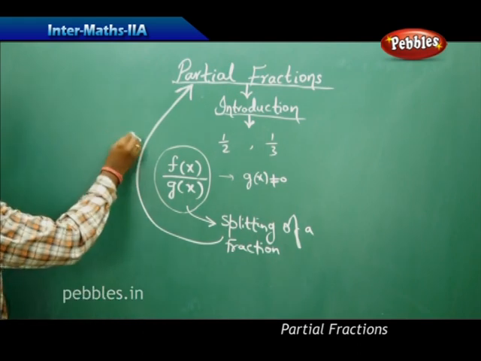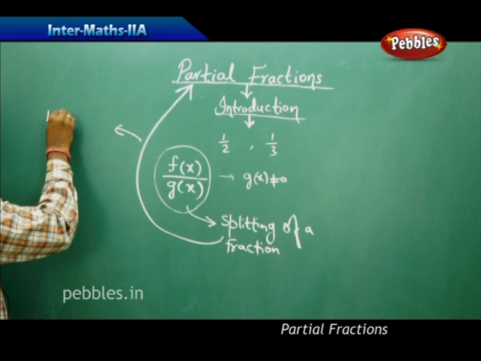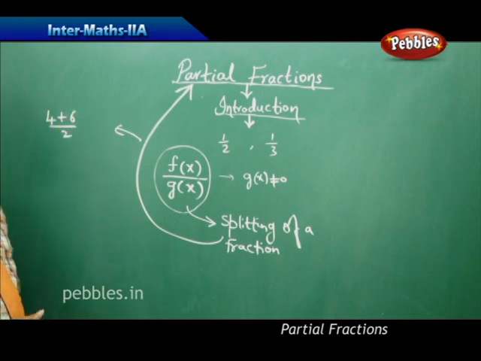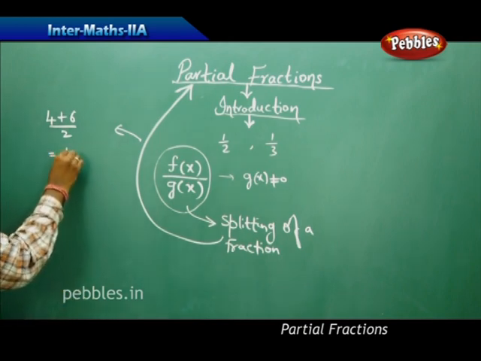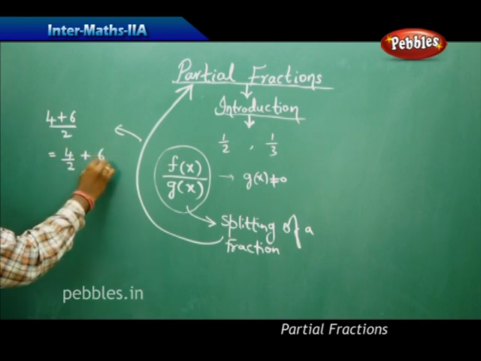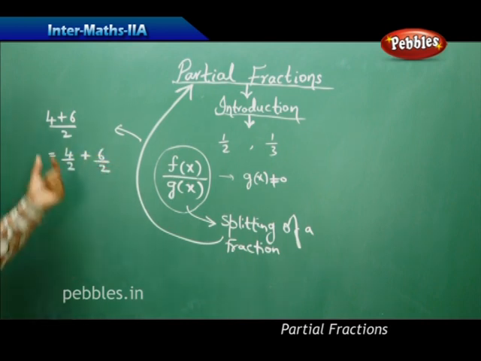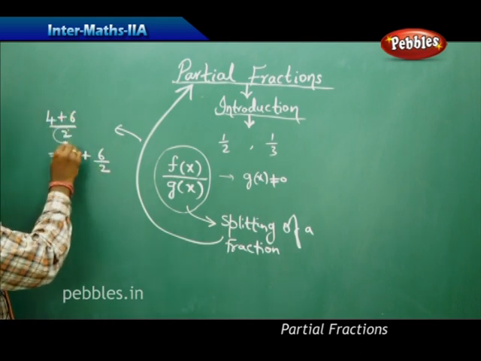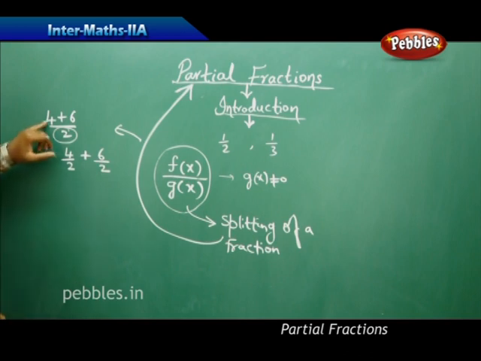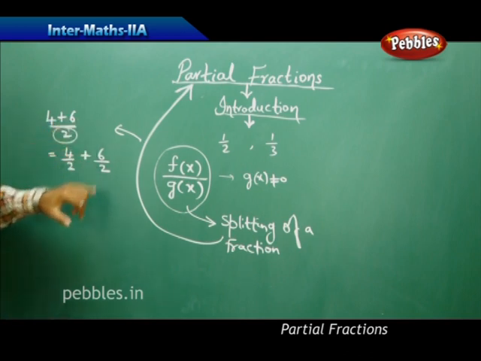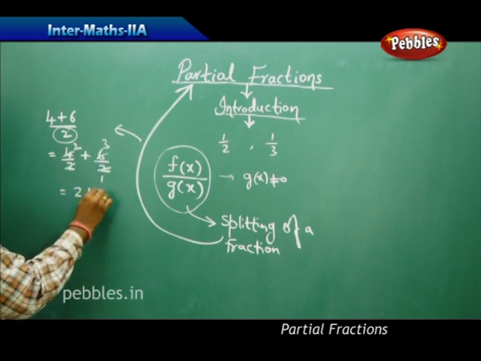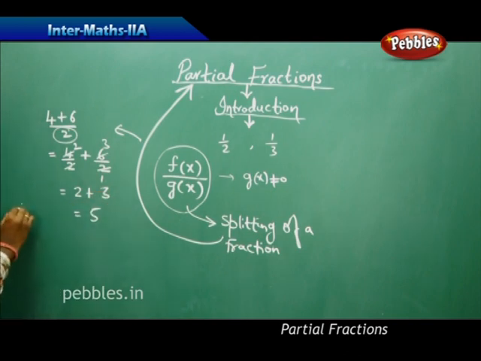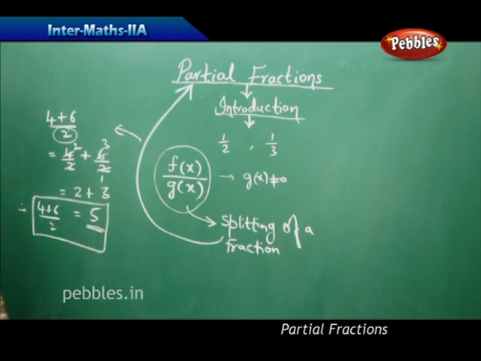Say, for example, if I have the number 4 plus 6 by 2, and I want to split this fraction, then I write this as 4 by 2 plus 6 by 2. That means I split this fraction independently by taking the help of the denominator, which is 2. Therefore, this can be written as 4 by 2 plus 6 by 2, which on simplification gives 2 ones are 2, 2 threes are 6, which is 2 plus 3, which is 5. Therefore, 4 plus 6 by 2 is simplified to give the value 5.